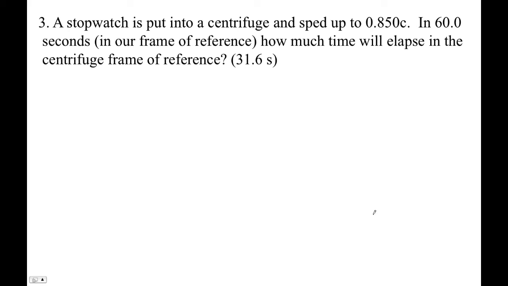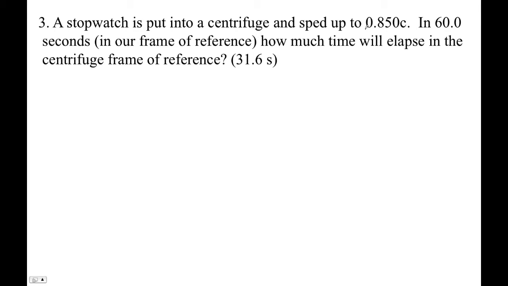A stopwatch is put into a centrifuge and sped up to 0.85 C, which, by the way, is accelerating tremendously, right? So another way to explain why it's running slower, why only 31.6 seconds elapse when 60 seconds elapse in the lab, is that the centrifugal acceleration acts like gravity, right? Acceleration slows clocks down, which is kind of cool, right? All right. But anyway, let's go to this, right?